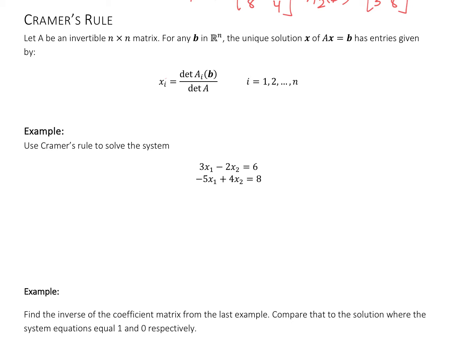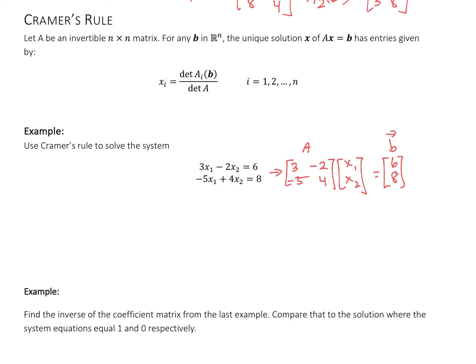A couple things we need. First, we need a matrix equation. Right now we have a system. Our coefficient matrix is 3, -2, -5, 4. We have some x1, x2, which doesn't really matter. And our B vector is 6, 8. So there's B, there's A.